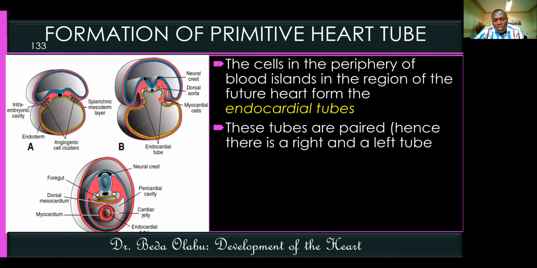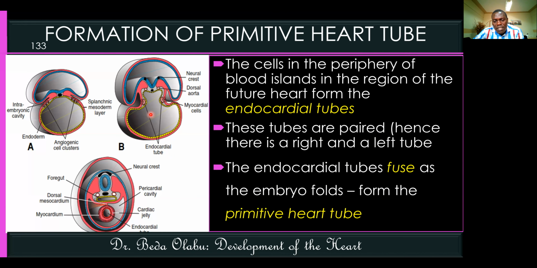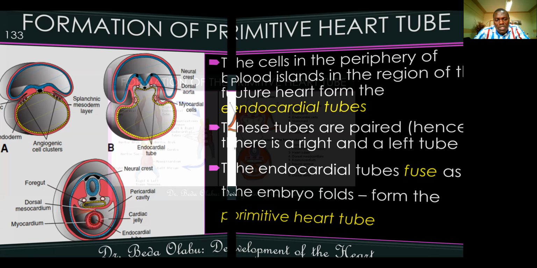These two endocardial tubes fuse together when the embryo folds in the transverse axis. Transverse embryonic folding leads to the fusion of the right and the left endocardial tube. When the right and the left endocardial tube fuse, they form the primitive heart tube. So the primitive heart tube is formed from the fusion of the right and the left endocardial tube. That is how the primitive heart tube is formed.